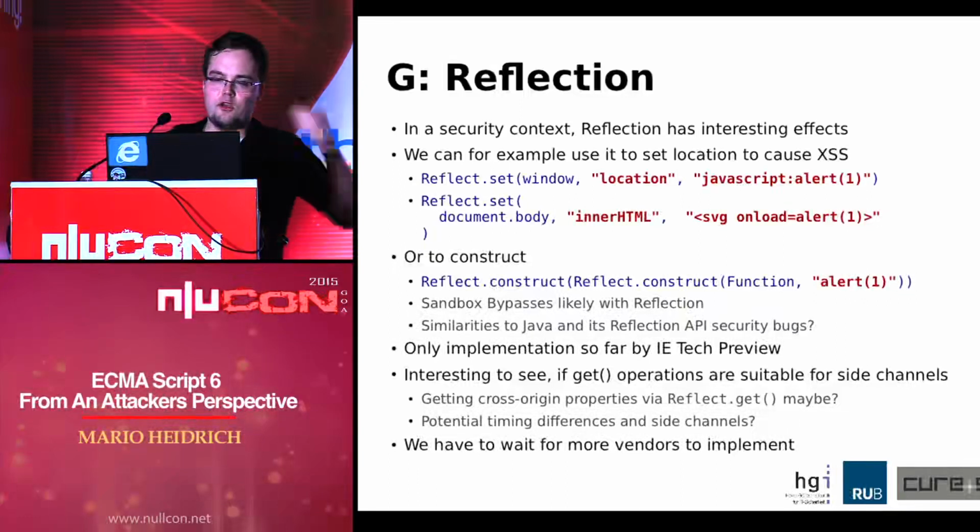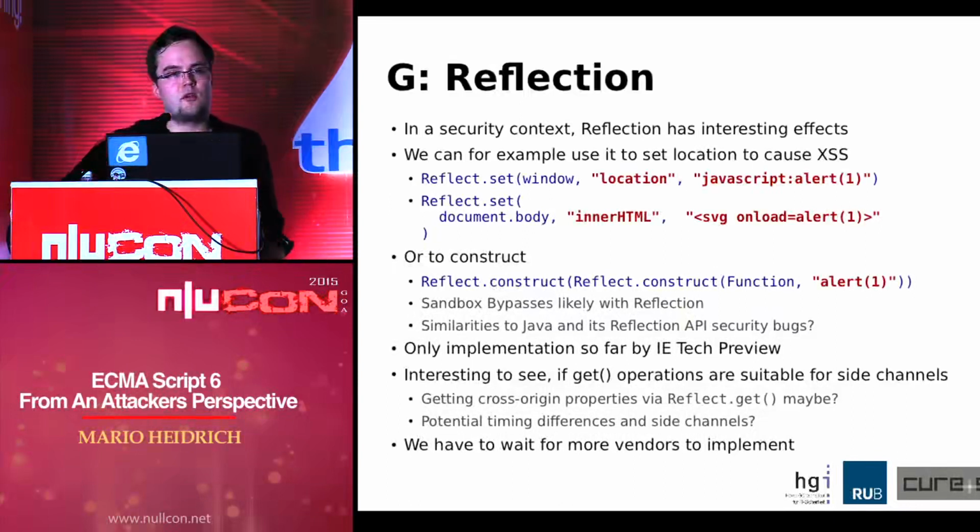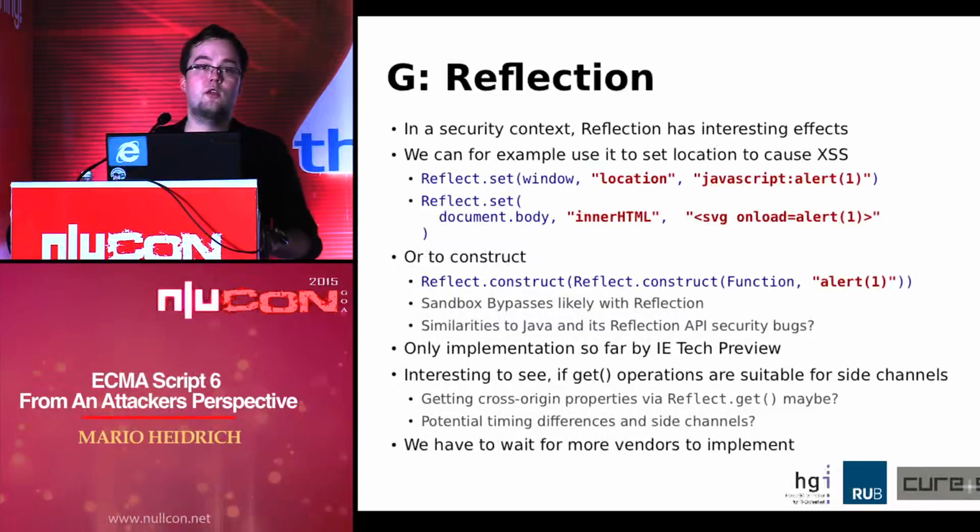So if you, for example, want to use reflect on Internet Explorer to execute arbitrary code, you could use the reflection set API and say Reflect.set, then window, then you want to kind of reflect on location, and you want to set location to javascript:alert(1). So all of a sudden you realize you have yet another eval sink thanks to the reflection API.